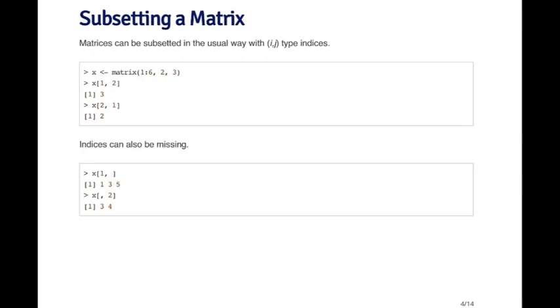And then the second row, first column is going to be the number 2. You don't have to always specify both indices when subsetting a matrix. So for example, if I say X bracket 1, comma, and then blank for the second index, that notation indicates that I want the first row of the matrix, in which case this is a vector 1, 3, 5. If I wanted the second column of the matrix, I could just leave the first index blank and say X bracket and then comma 2, and that gives me the second column, which is 3, 4.